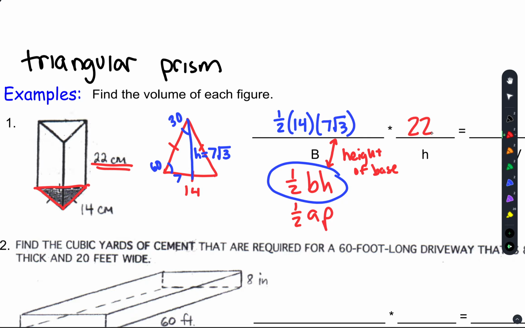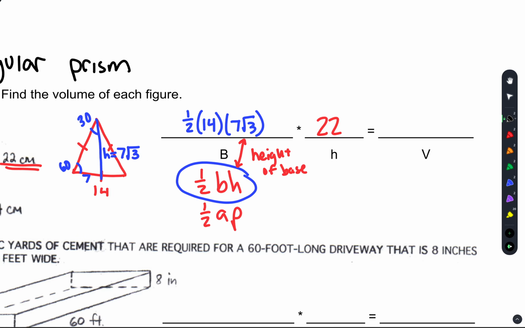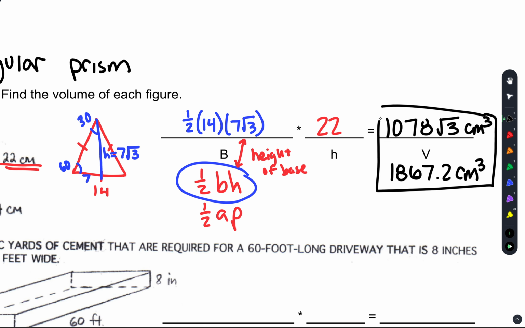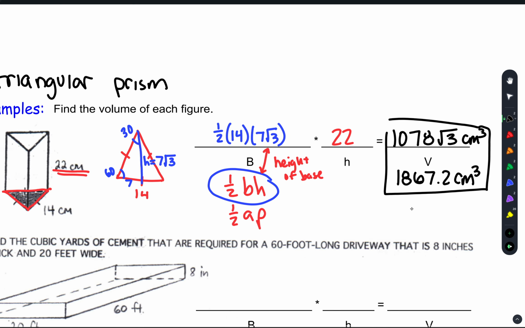And then don't bother trying to simplify this. Don't waste your time trying to simplify it. You can put this whole thing into your calculator. We're going to end up with, if you did keep it in exact values, this would be 1078 radical 3, which I'm happy with exact values, or you can just go straight to the decimal answer, 1867.2. Our unit is centimeters cubed here. That's it. That's the whole process for volume. Area of the base times the height. Any questions on that? Okay.